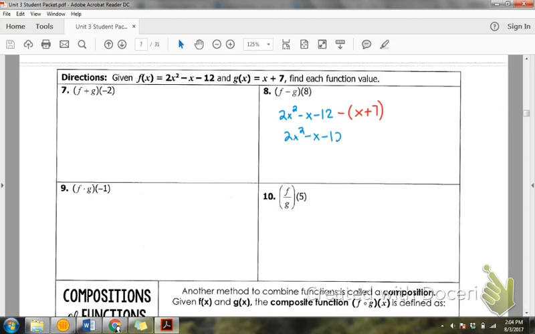So I get 2x squared. Negative x and negative x is what, Leanna? Negative 2x. Yeah. Negative 12 and negative 7 is negative 19. Is everything simplified as much as you can? Okay, so now when everything is simplified, now is when you're going to plug that 8 in for x. And you're going to plug it in at both places, right? So there's two x's up here, and you're going to plug it in here: 8 squared, minus 2 times 8, minus 19.